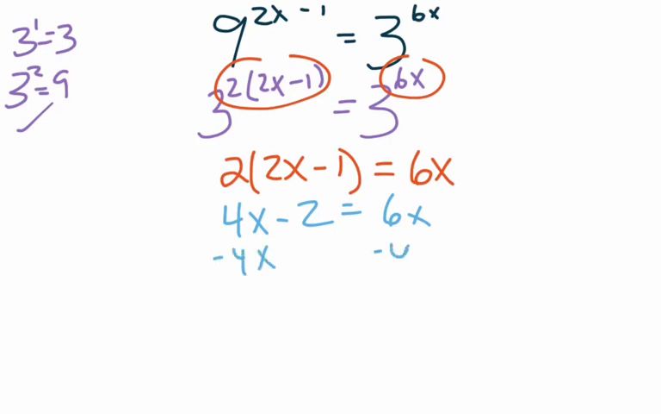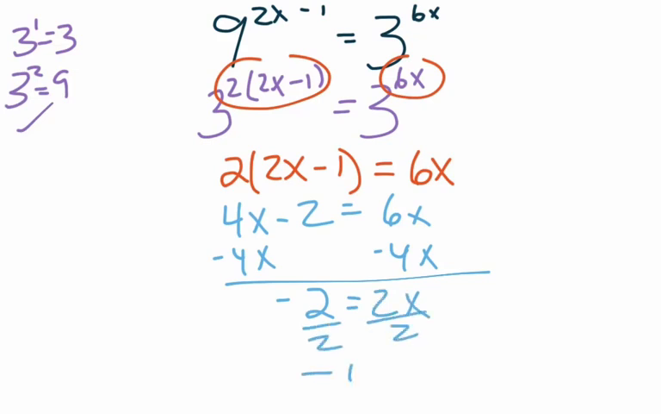Subtract 4x from both sides. So I'll get negative 2 is equal to 2x. And divide both sides by 2 to get negative 1 is equal to x. And life is good. Negative 1 is equal to x.